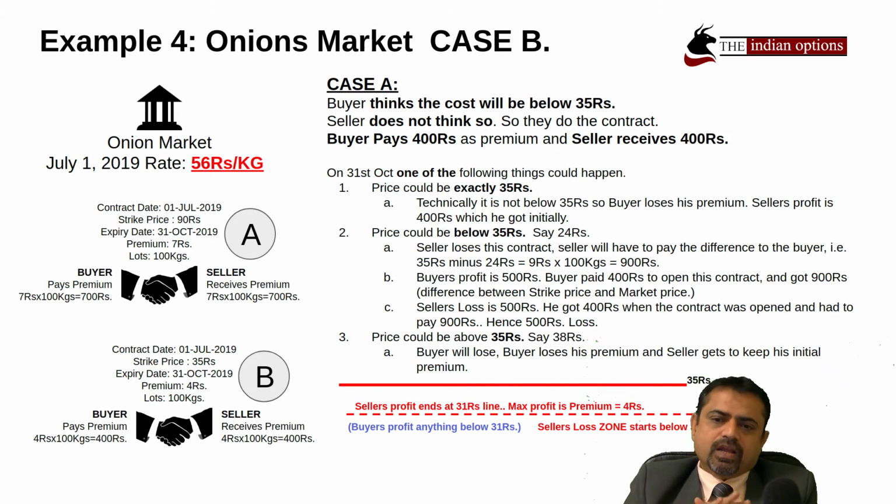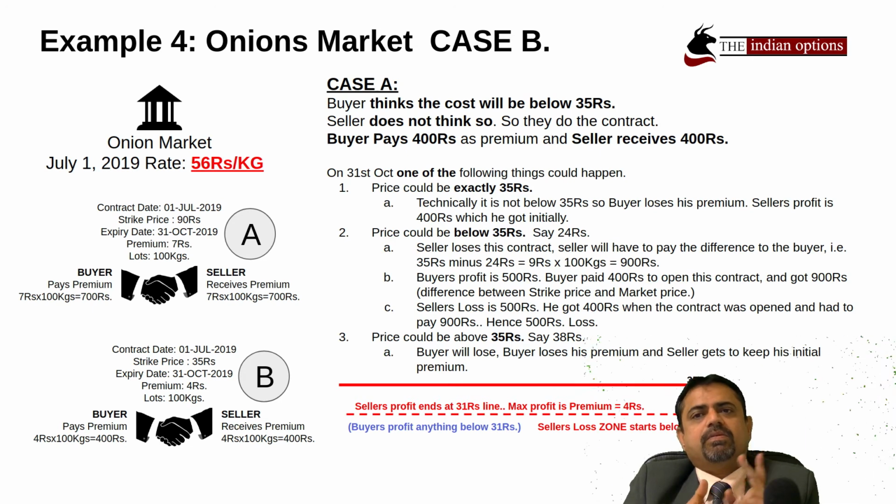It's very simple. Now the price could be below 35. Let's say hypothetically it's 24 rupees. Now the seller loses on the contract, okay? The seller will have to pay the difference to the buyer. The difference is 35 rupees minus 24 rupees, that is 9 rupees, multiplied by 100 kgs, that is 900 rupees. So the seller's loss is this. The buyer's profit is 500 rupees because he paid 400 rupees initially, so 900 minus 400 is 500. So the seller's loss is 500. He got 400 rupees when the contract was opened and had to pay the difference.